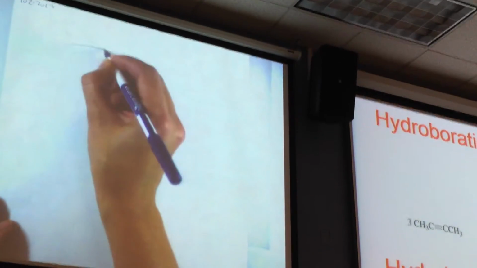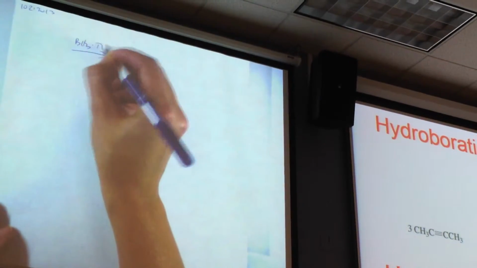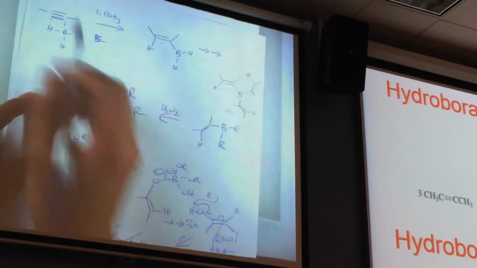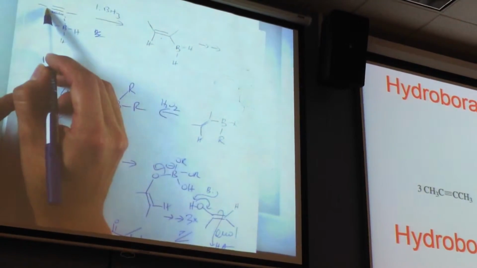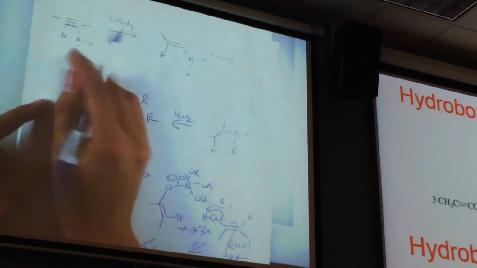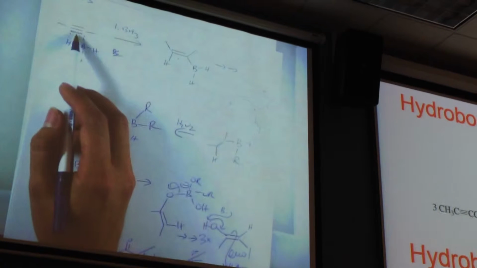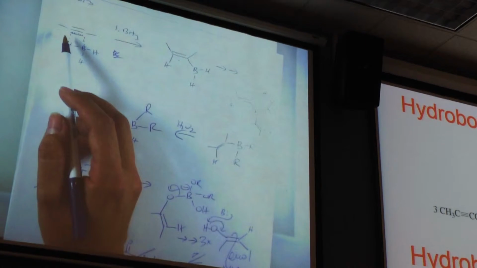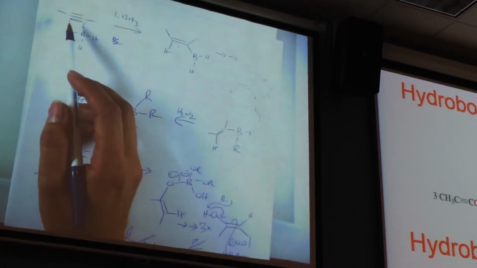Starting with the same reagent here, BH3, first step. And if you remember, what I had is an alkyne functionality with two methyl groups. And we call this an internal alkyne because the alkyne is inside, and this carbon has a carbon attached to it.